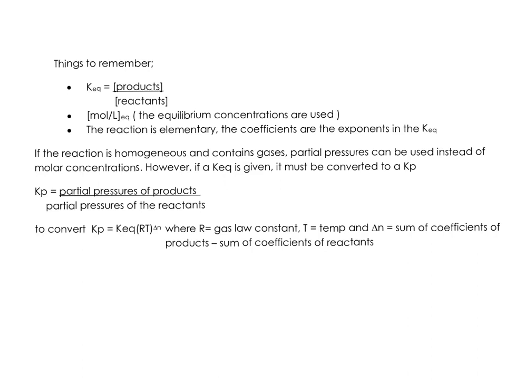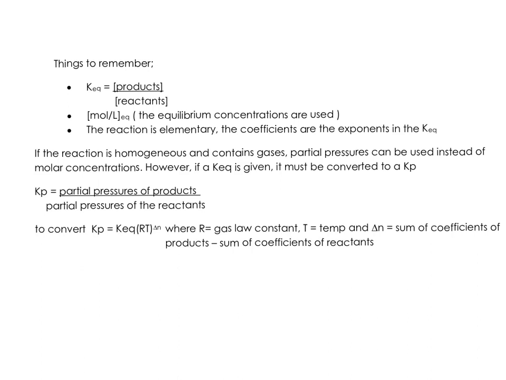Okay, things to remember. Our equilibrium constant is the concentration of the products over the concentration of the reactants. We have to use moles per liter concentrations, and the reaction is elementary, so the coefficients are the exponents in the equilibrium constant expression. If the reaction is homogeneous and contains gases, partial pressures can be used instead of molar concentrations. However, if a KEQ is given, it has to be converted to KP. But the K used for our K expression will be a KP.